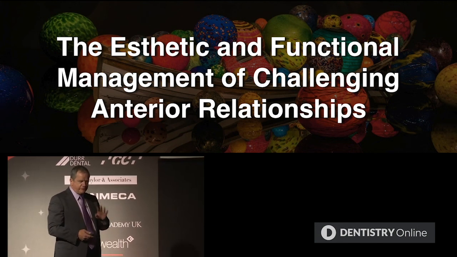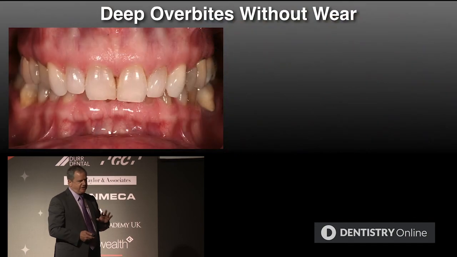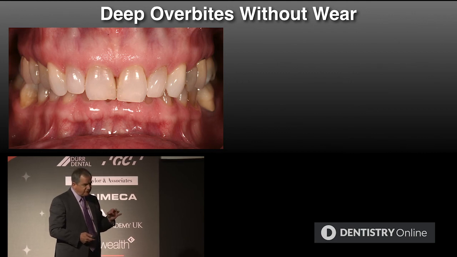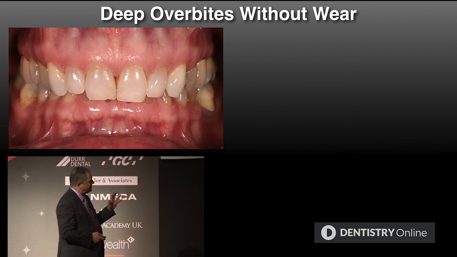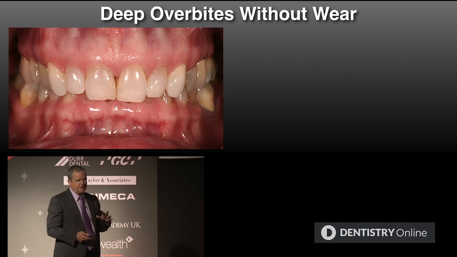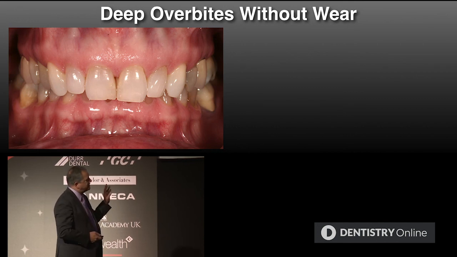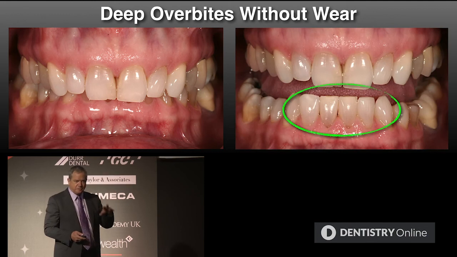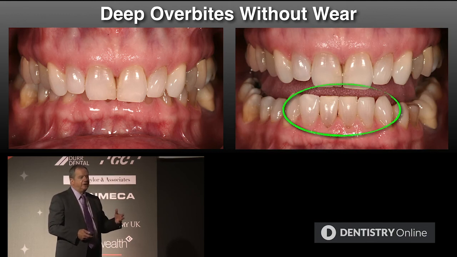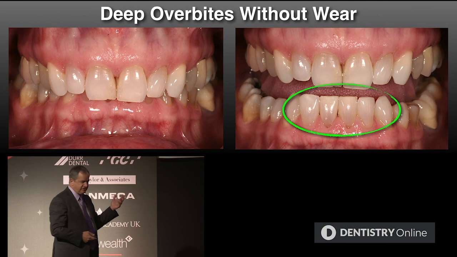We're going to talk about 4 very specific types of patients. So we're going to look at patients that have deep overbites without any tooth wear, but these patients often don't like the aesthetics of their smile. So we're going to talk about how one goes about managing patients who might want to look better, but in fact have this occlusal relationship.